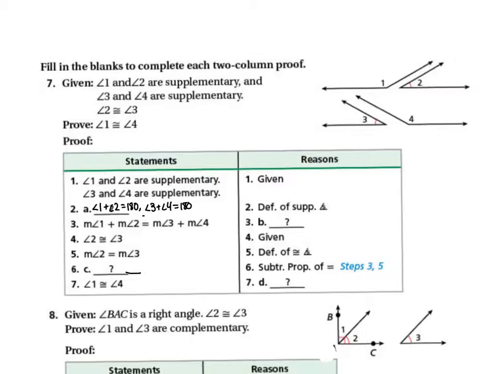Okay, so transitive and substitution sometimes get confused. Transitive works on like a single object. So if I said that angle 1 was equal to angle 2 and angle 2 was equal to angle 3, so 1 is equal to 3, that's transitive. But if you replace a value with something, like 180 gets replaced with angles or vice versa, then that's substitution. So that's what this is, substitution.